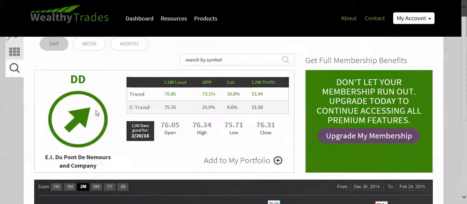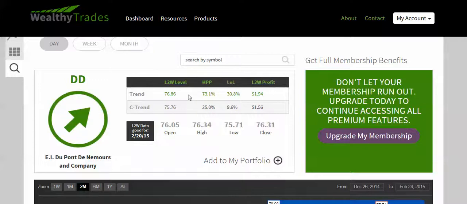So as you can see, I clicked on DD, and I can use this information in this table: the levels to win levels, the HPP, the historical performance percentage, the levels on levels, the levels to win profit. I can use all this information to accomplish step number 3. And step number 3 is pinpointing my entries. It's very simple, but I use this information to help me pinpoint my entries and then also accomplish step number 4, which we'll talk about in the upcoming video.